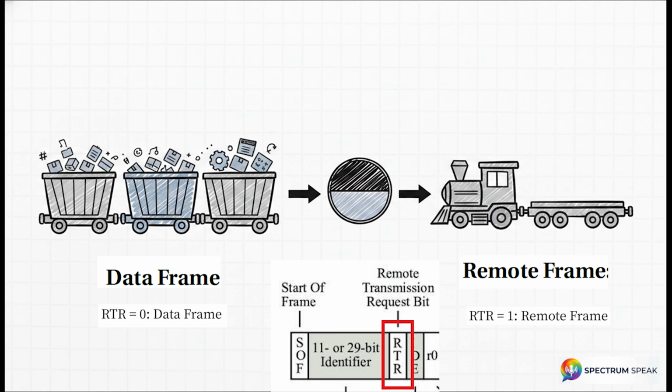It's absolutely crucial to understand the difference between the two main types of communication traffic here. A data frame is your standard freight train. It carries the actual cargo payload, which can be anywhere from 0 to 8 bytes of data. A remote frame, on the other hand, that's just a request. It's basically an empty train sent out to ask another node to send it its data. The key difference between the two is flagged by a single bit right after the identifier called the RTR bit. If it's dominant, you've got a data frame. If it's recessive, it's a remote frame requesting data.